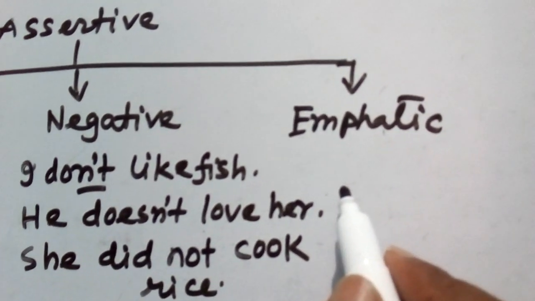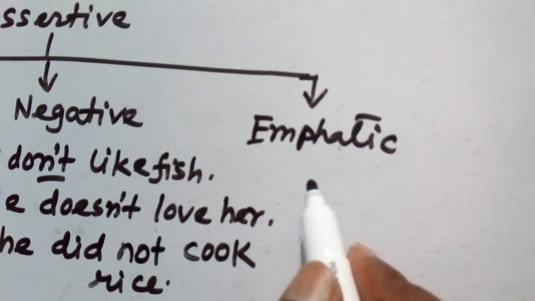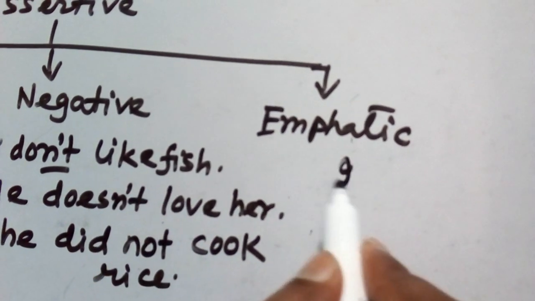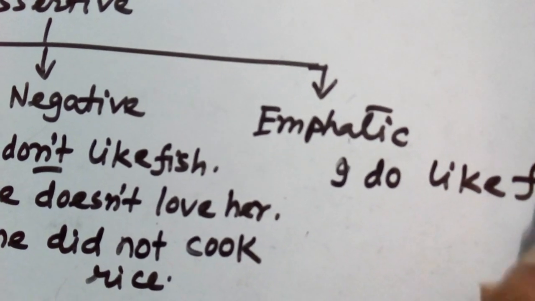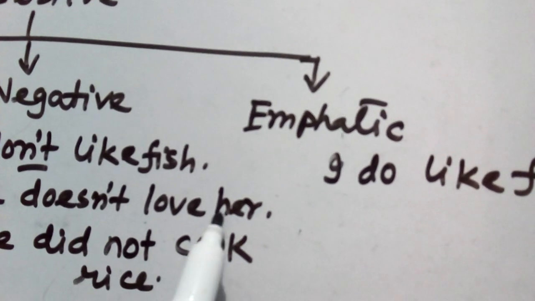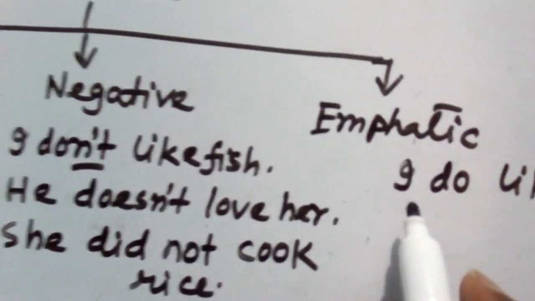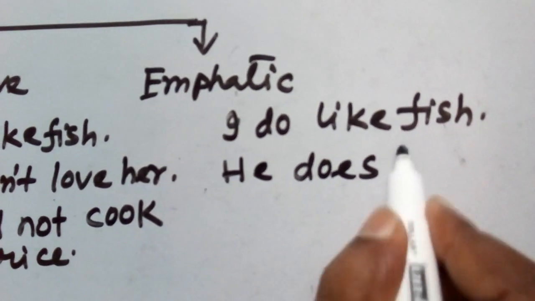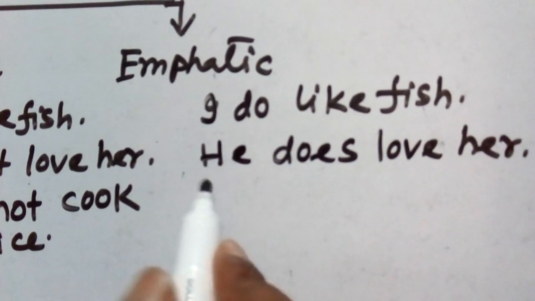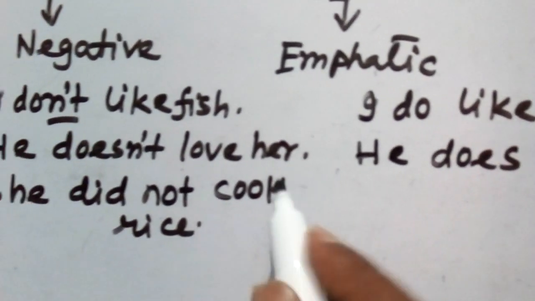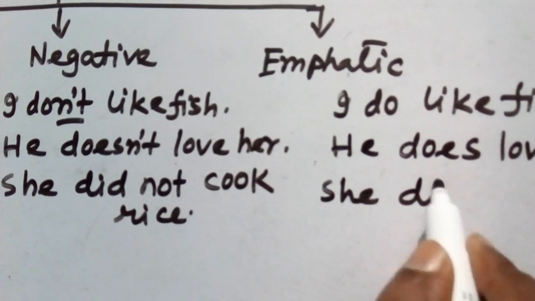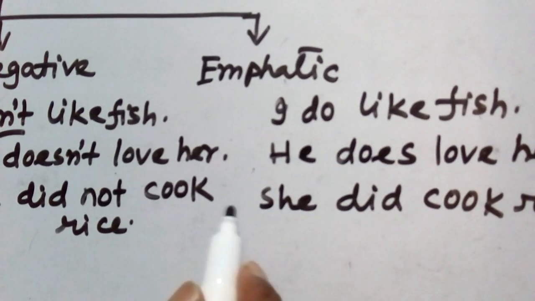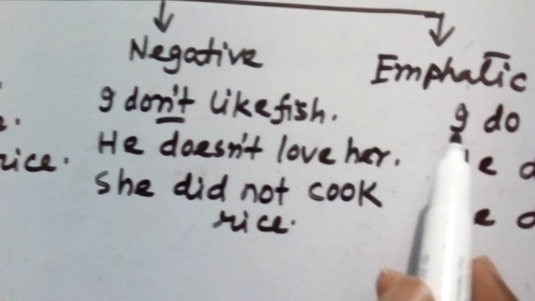And on the other hand, emphatic, that means emphasis, called jor diye bola. I like fish. It is affirmative. I don't like fish. So I do like fish. He does not love her. It is negative sentence. So if we want to make in emphatic, so at the time we can write he does love her. And she did not cook rice. So she did cook rice. So here affirmative sentence, negative sentence, and emphatic sentence.